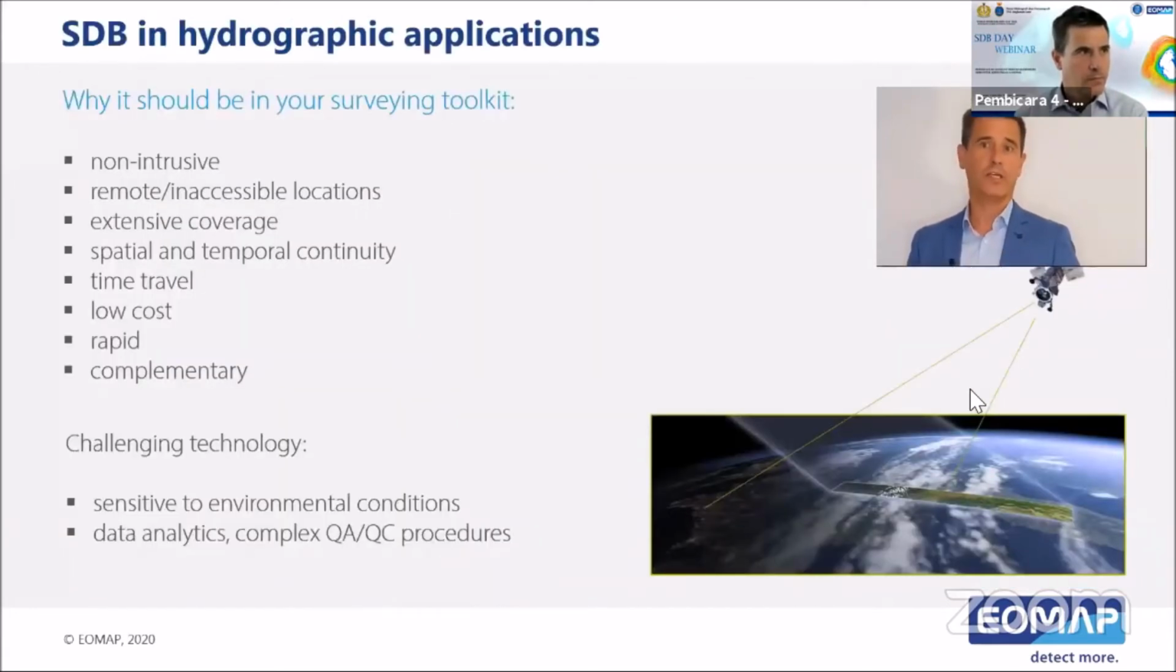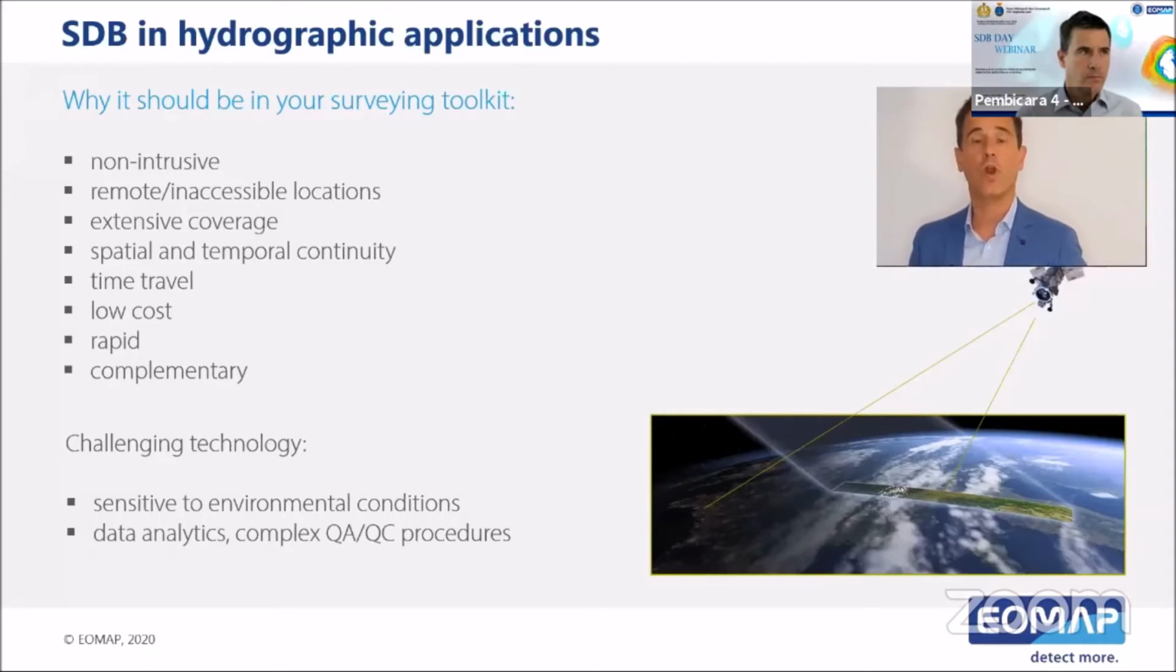So in hydrographic applications, the benefit of the satellite data might be already quite clear. It is non-intrusive. You can receive data at remote and inaccessible areas where otherwise it would be difficult to get data. You have an extensive coverage with these kinds of data and spatial and temporal continuity, which means you can even go back in time using satellite records up to 30 years back to compare what was there 10 years, 20 years ago.